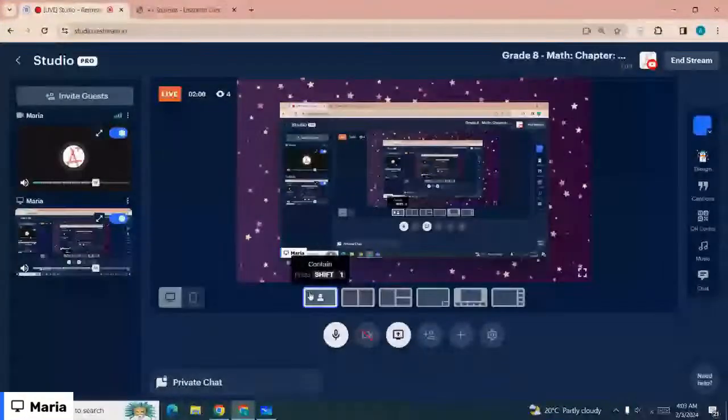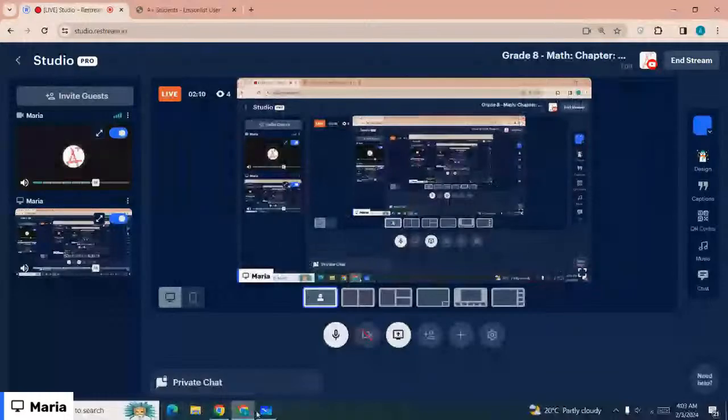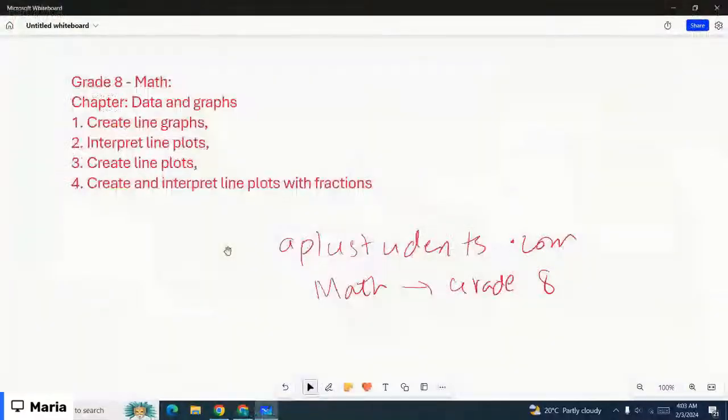You can find all the lessons on aplusstudents.com. You have to log in there using your email address and password as provided by the administrator. Then you have to select math from the subject tab, scroll down to grade 8, and then click on view all lessons. There you can find a list of the chapters.